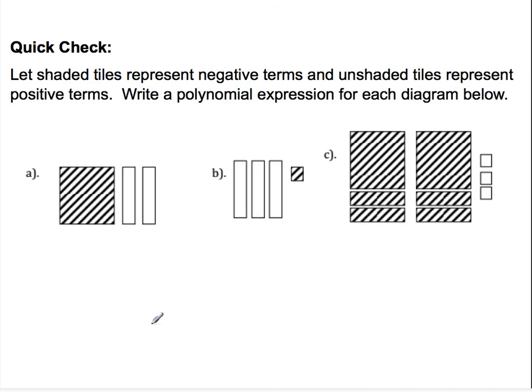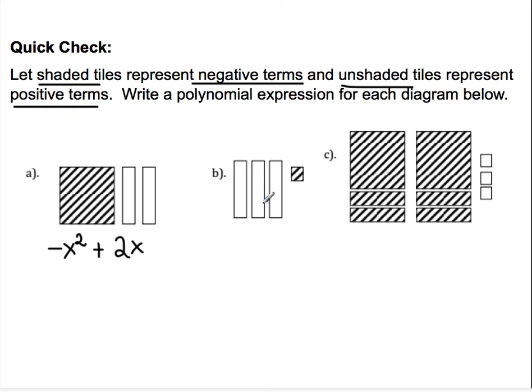So here's another quick check. Another way that I can ask this question is by writing the polynomial. I'm going to give you the picture and you give me the symbols. So here it says shaded is negative, unshaded is positive. You really have to be careful what the legend says. So shaded is negative. So I have a shaded x squared tile, so negative x squared. I have 2 unshaded variable tiles, so negative x squared plus 2x.